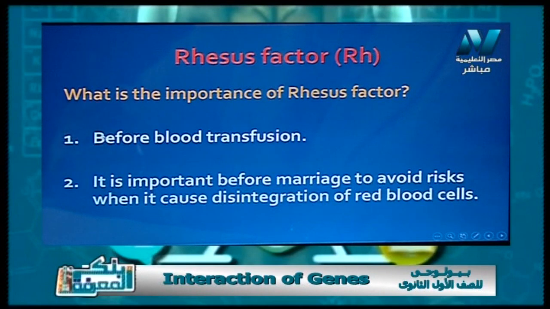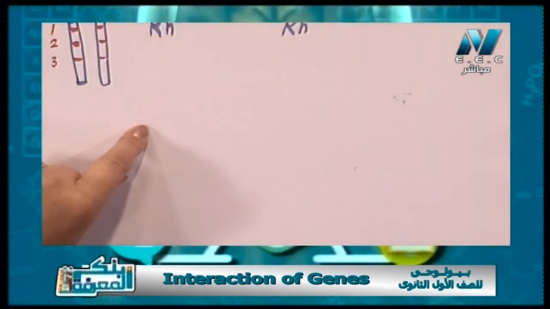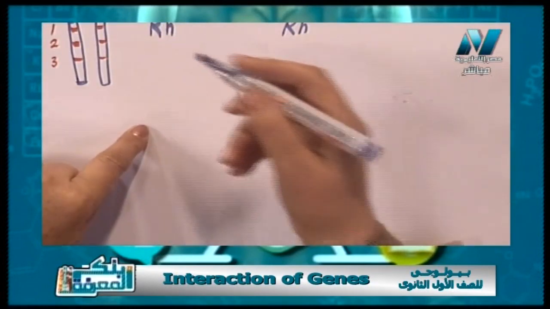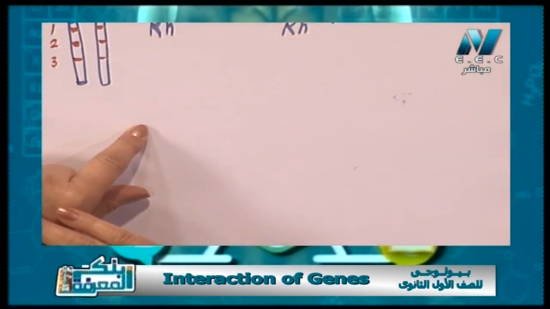So it must be known whether the person is positive or negative before having a blood transfusion. Also, it is important before marriage to avoid risks when it causes disintegration of red blood cells. Let us have an example here. If a man's blood is Rh positive, and the woman is Rh negative, what happens here?